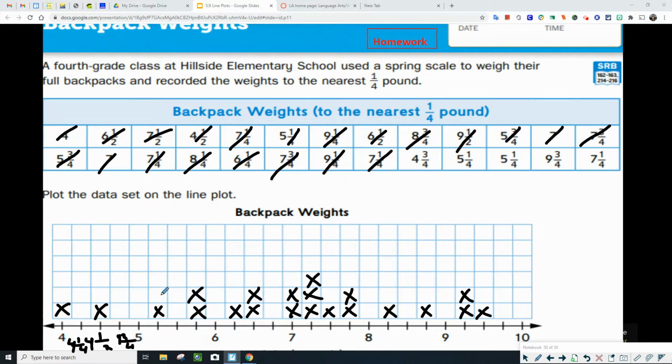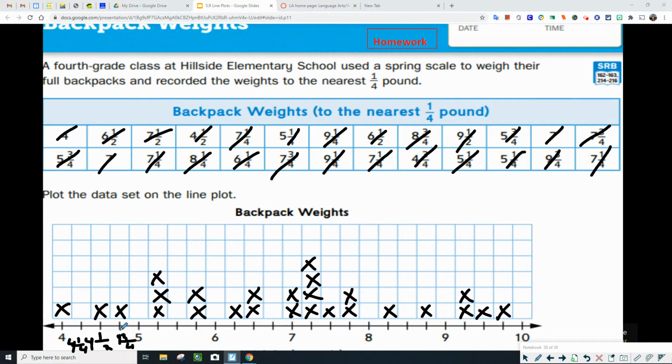4 and 3/4, that's the first one. 5 and a 4th, that's the second one. 5 and a 4th again, so now that's the third one. 9 and 3/4, that's the first one. And then 7 and 1/4. That would be the fourth one. So again, I went through this row one at a time, labeled it down here, crossed it off up here. I could count to see if I have 26 now, which I do.